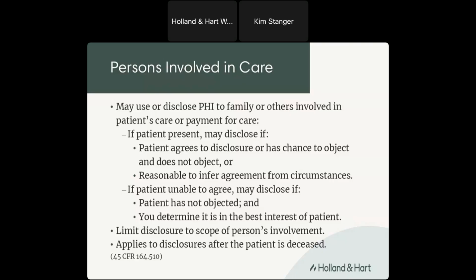For example, if a family member wants to pick up a patient's prescription, or you're going to talk to the spouse of a family member, something like that. As long as the patient has not objected, then you're probably okay in making those disclosures. But if you are going to disclose that information to the family member, the friend, the person who's involved in the patient's healthcare, you've got to limit the disclosure to the scope of that person's involvement.